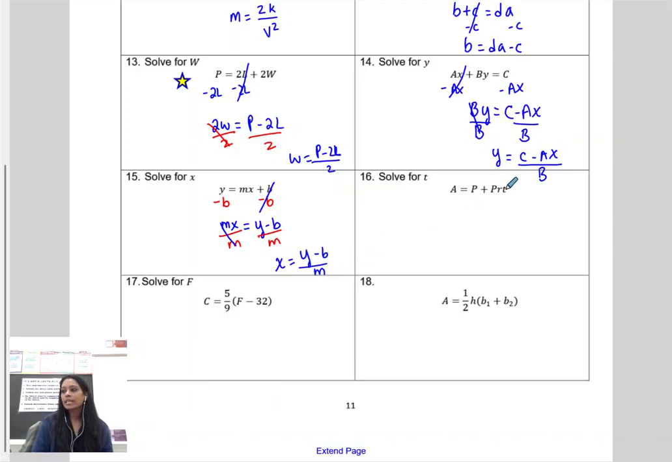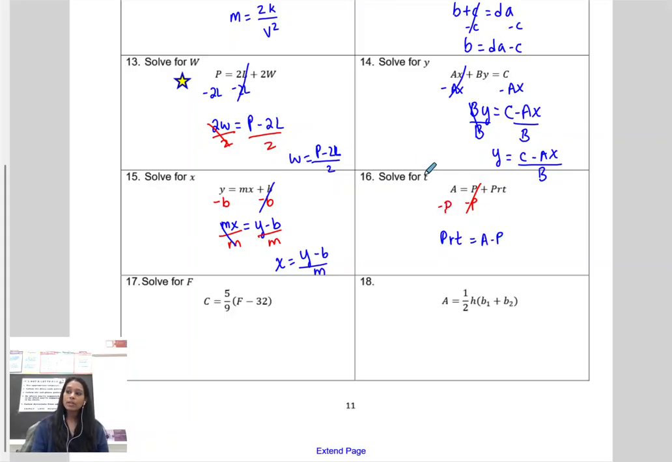Solving for t here, so I need to go ahead and get rid of the p here and then go from there. So I'm going to go ahead and subtract p on both sides. So you have here capital P R T, right here, this part, equals A minus P.